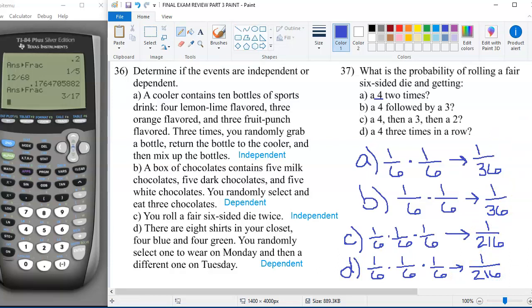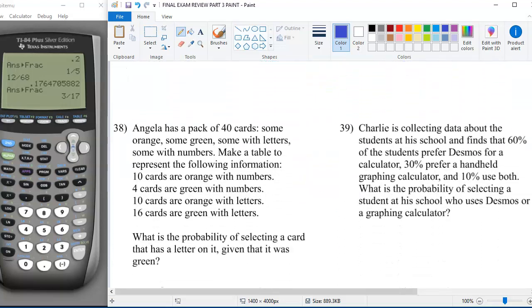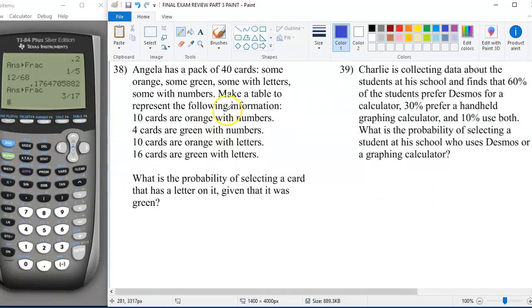Okay, pause it if you need to, because we only have 3 more to go, and we're going to go right through. All right. What is the probability of selecting a card that has a letter on it, given that it was green? All right, I love that. We're using the word given now. We've kind of been doing problems like this a few times already, but now they're actually using the word given. Given that it was green.